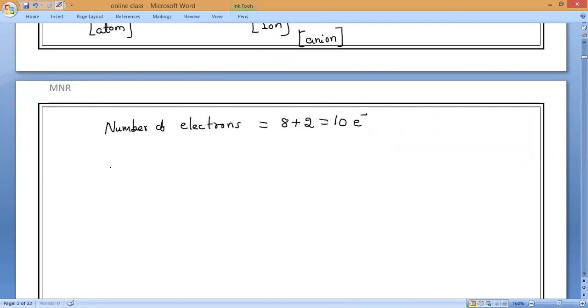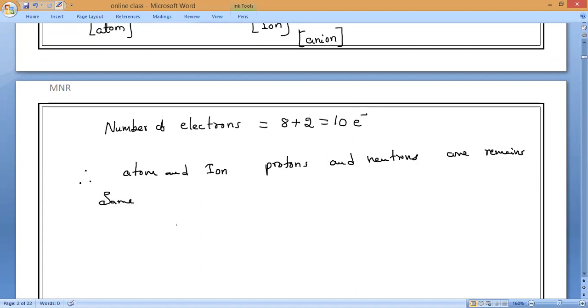During a chemical reaction, what is only involved? Electrons alone are involved. Then protons and neutrons remain the same. So we all know that in atom and ion, protons and neutrons remain the same.